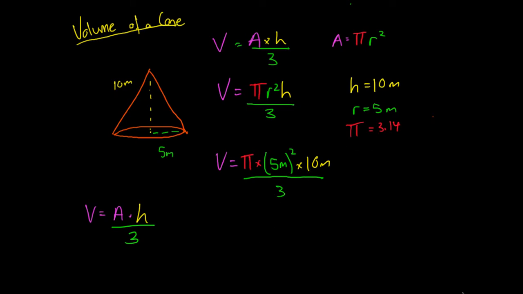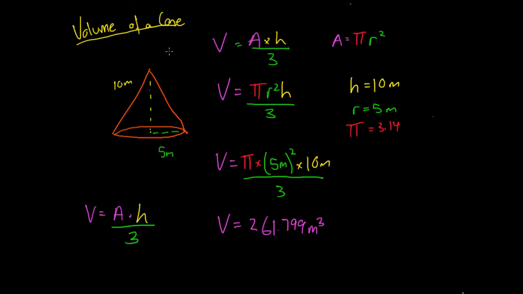So if we solve that out, we're going to get our volume is going to be equal to pi times 5 meters squared times this 10 meters divided by 3. The magnitude's going to be 261.799, and then our units are going to be meters squared times meters, so we'll have meters cubed.